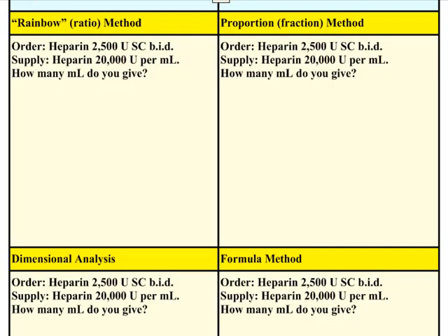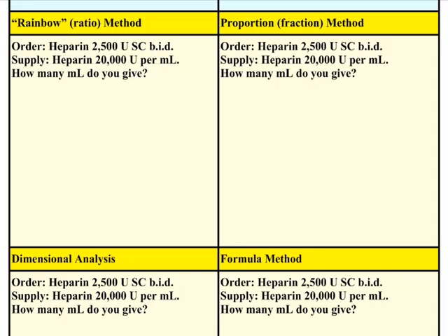This time, instead of delivering the heparin in an IV, we're going to deliver it as an injection. We have an order of heparin, 25,000 units, SC/BID. The supply is heparin 20,000 units per milliliter. How many milliliters do we need to administer? Well, again, we can do this calculation using all four methods. First, let's use the rainbow method.